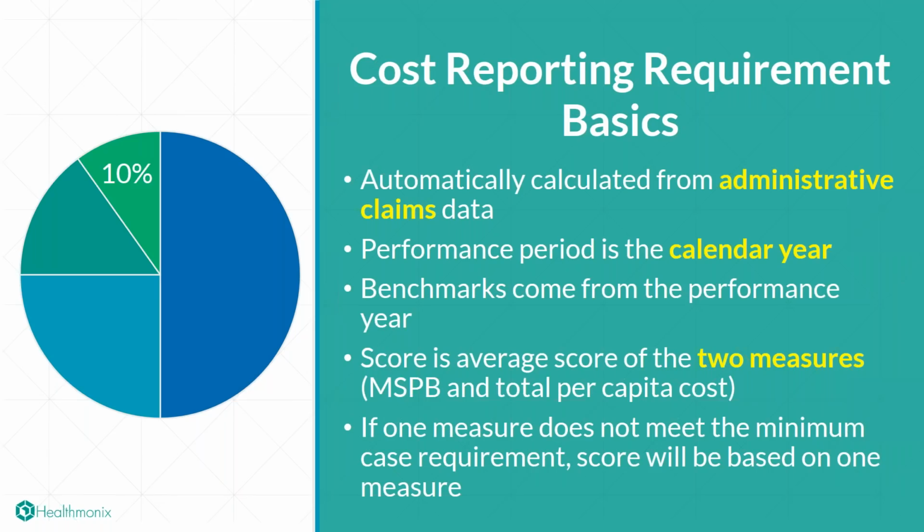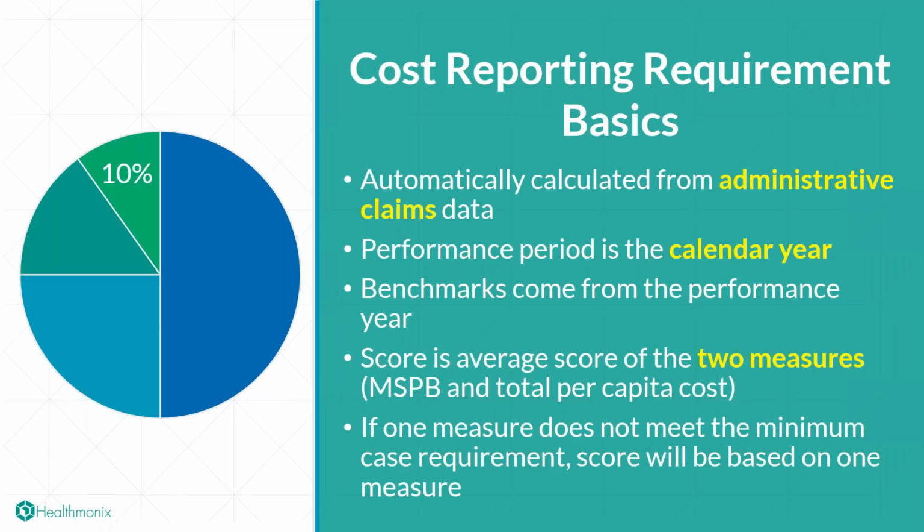And benchmarks are going to come for cost from the performance year information. So we won't know the full benchmarks until after 2018, and we understand the performance within that year. The actual score for cost is going to be the average of two measures. The two measures are going to be the Medicare spending per beneficiary measure, or MSPB, and the total cost per capita, or total per capita cost measure.